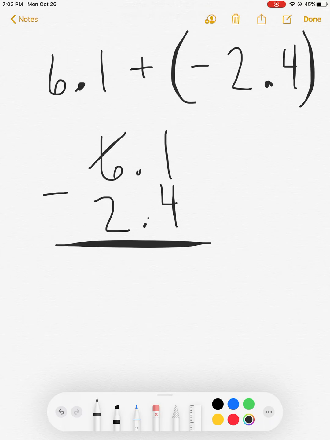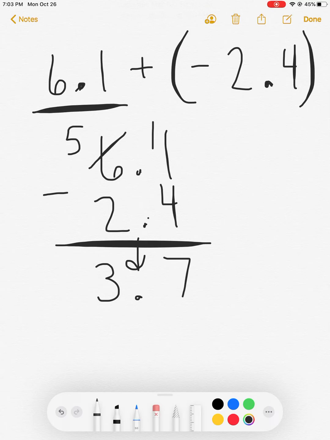1 minus 4, we would need to borrow from our 6, make it a 5. That gives my 1 a group of 10, so it's 11. 11 minus 4 is 7. Drop the decimal. 5 minus 2 is 3. I have more positives in the start of my problem, so my answer is a positive 3.7.